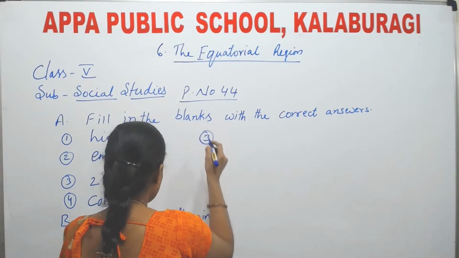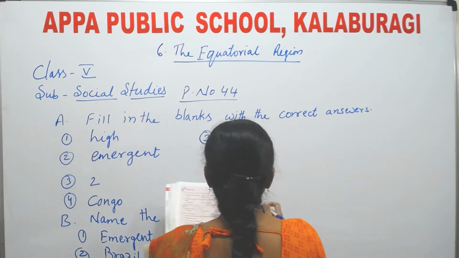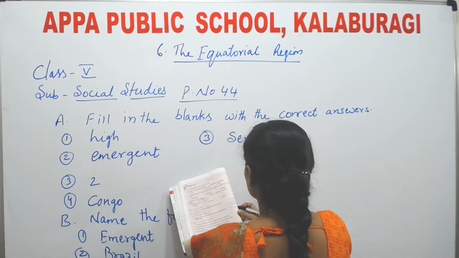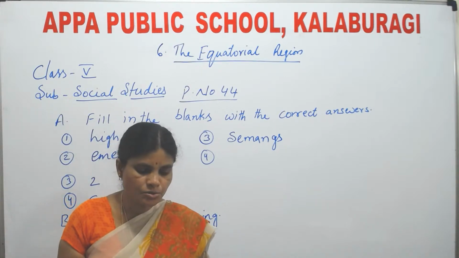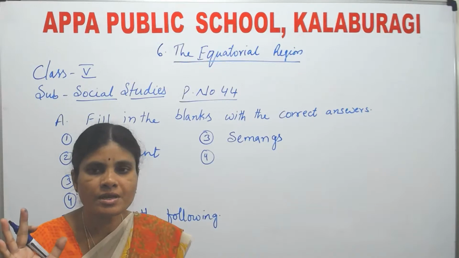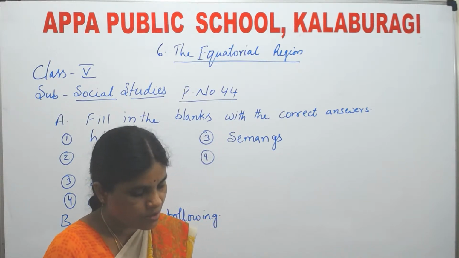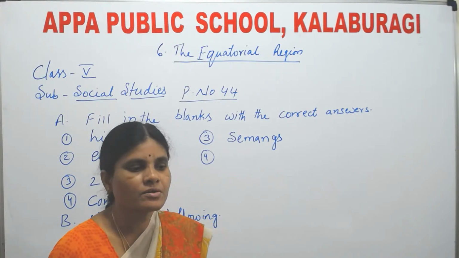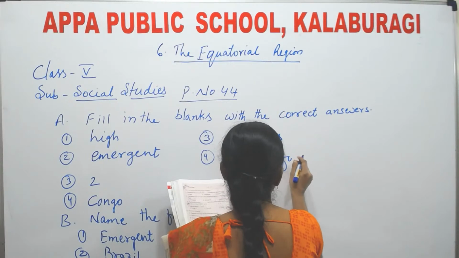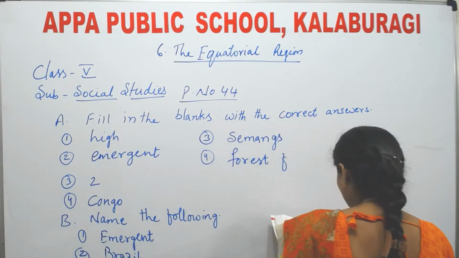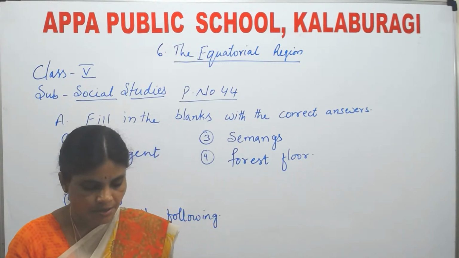Next, third one: a tribe living in Malaysia. Tribes living in Malaysia are called Semang. And fourth one: the lowest level of plants growing in the equatorial rainforest. Totally we have 4 layers. Among those 4 layers, lowest level means forest floor. Forest floor is the lowest level of the plants growing in the equatorial rainforest.